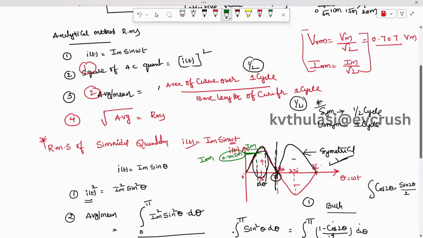I have taken the sine waveform, and this negative part I have moved up, where the waveform is now symmetrical in nature. Whenever the waveform is symmetrical in nature, there's no need to calculate the area of the complete cycle, just calculate the area of only half cycle. If the waveform is symmetrical as our sine, you can calculate only up to half cycle. There's no need to calculate for the full cycle. This is all about the root mean square.